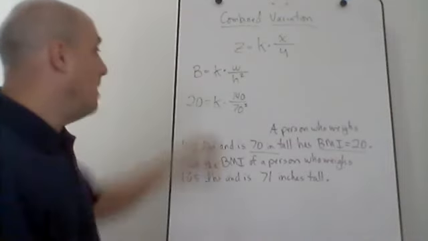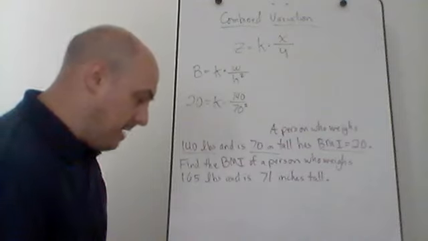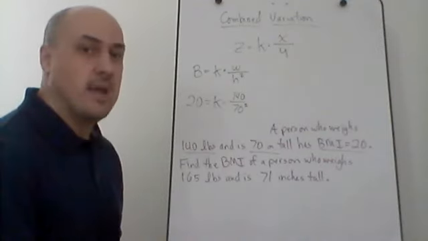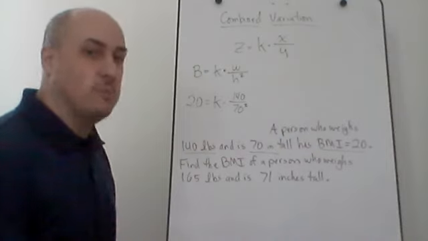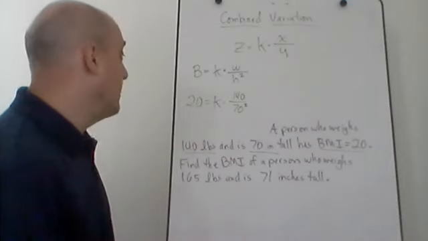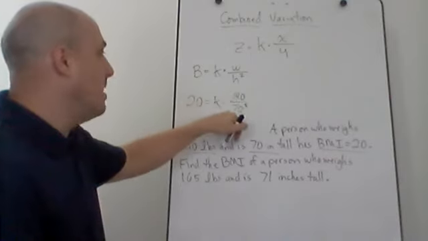All right, and now I need to solve this for K, which means I need to do some work here. And a lot of these problems that involve variation are ones that I would recommend using a calculator for, because doing some of these computations by hand would be kind of ridiculous. A lot of these numbers get really big. So it's K times 140 over 70 squared.